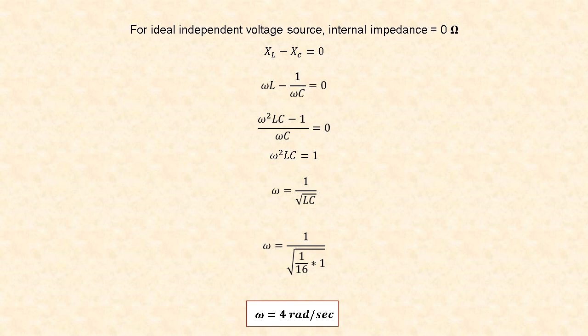They have given the inductance value as 1 by 16 and capacitance value as 1 farad. So omega is equal to 1 by root of 1 by 16 into 1. Now the omega value is 4 radian per second. That is, the frequency is 4 radian per second.